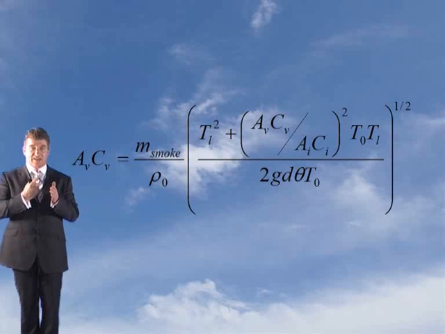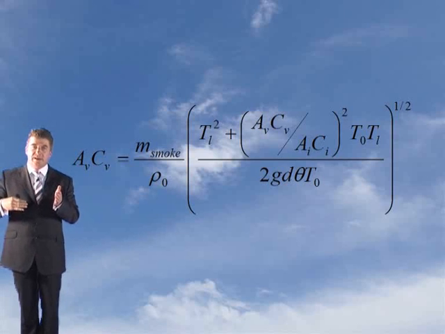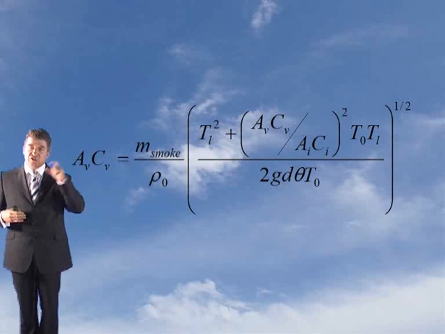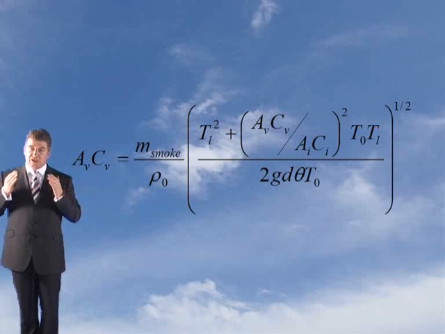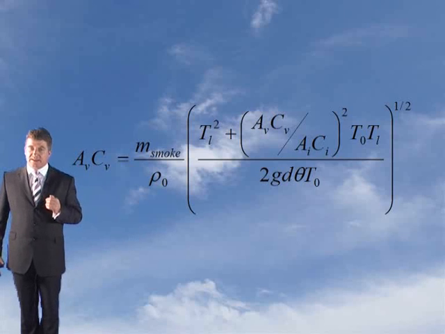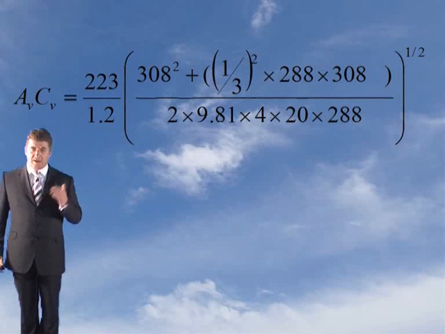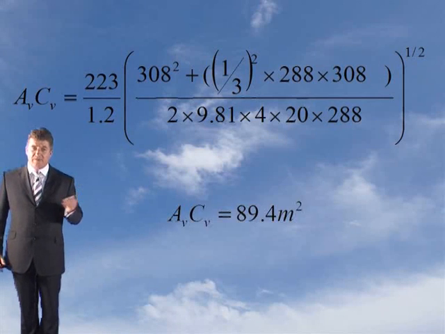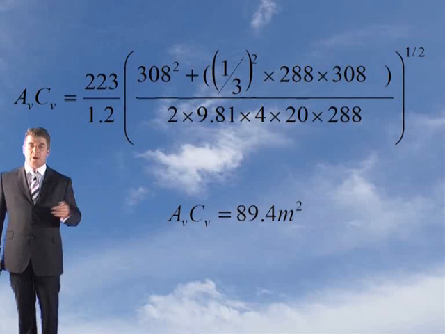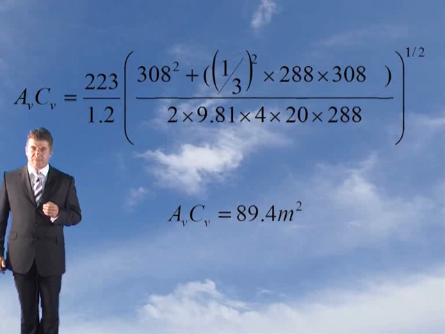1 will be extracting and 3 will be allowing air in if they're all going to open. So this ratio here will be 1 to 3. 1 out, 3 in. You square that and you times it by TO times TL. You divide the whole lot by 2, G, which is acceleration due to gravity, times your D, theta, TO. And the whole of that, the square root. This is the formula you apply. Now, if you'd put your variables in the formula, you'd have got an AVCV of 89.4 square metres. So we need at least 89.4 square metres of aerodynamic area in each reservoir. So that's what we need.